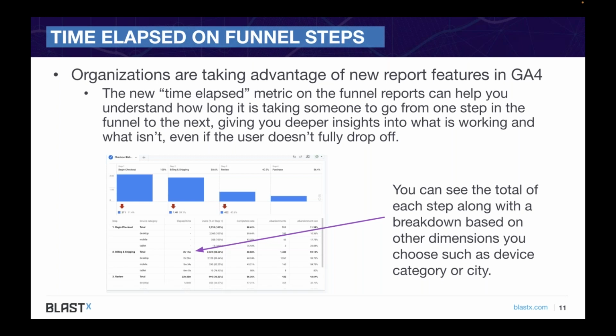You can also pair that with device category or city or other dimensions to see if it's taking too long on a mobile phone versus a desktop. Maybe there's a glitch in the mobile version and everything is fine in the desktop version. So you can see the differences between the two, to really get into exactly: are there issues, are there not issues? If there are, what is it?